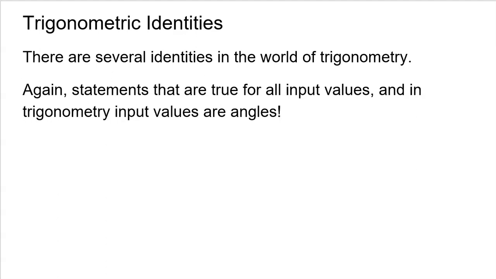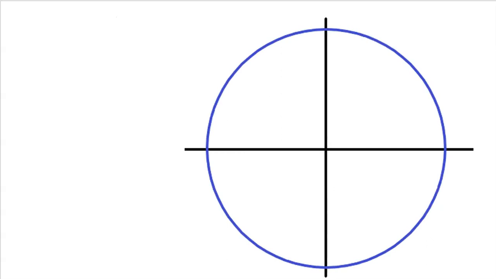So again, statements that are true for all input values. In trigonometry, input values are angles. So it doesn't matter what angle you plug in, you're going to get a true statement every single time. Now, before the big reveal today, all these cool, amazing fundamental identities, I want to make sure you understand where they all come from. They all come from essentially the unit circle, right?